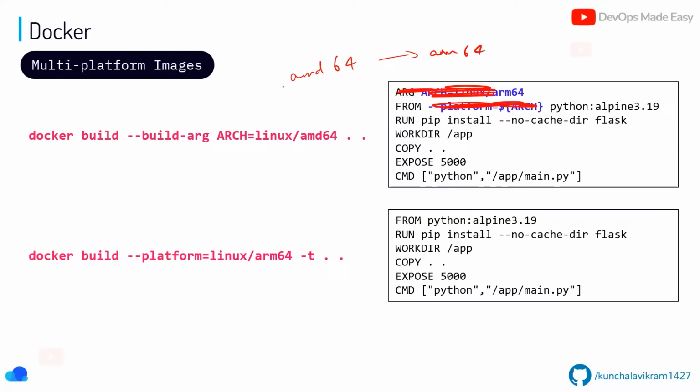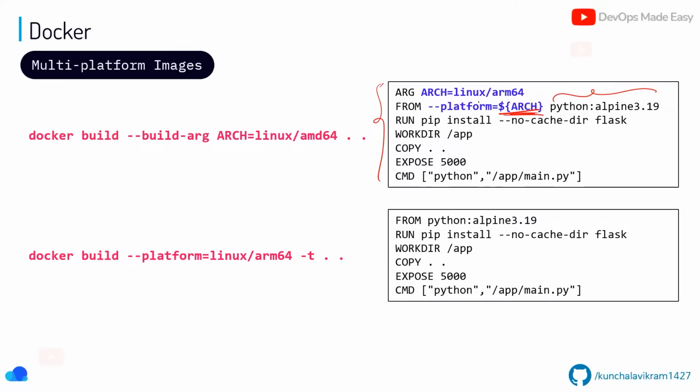The reason is the FROM instruction, which is trying to pull this Python image, will always pull the AMD64 version on your local machine. So the image that you will be building will only work on AMD64. But if you use --platform, which is set to, let's say, linux/arm64, then this FROM instruction will try to pull the ARM64 version of this Python Alpine 3.19. Then the image that you'll be building will only run on ARM64.